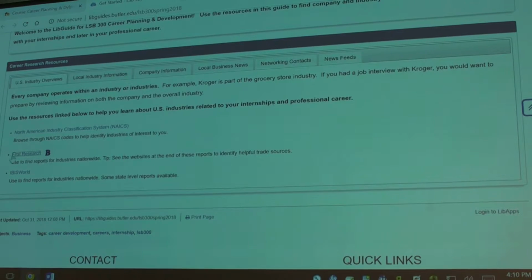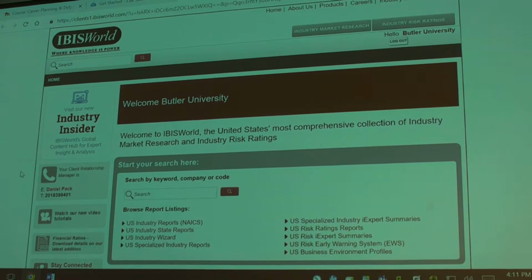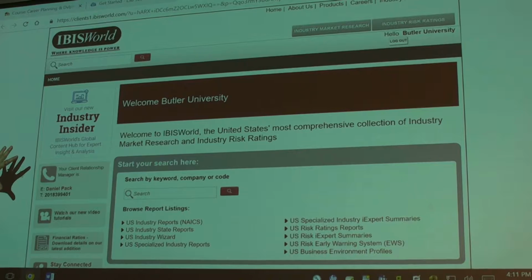It's called IBIS World. It's at the bottom of that first box. Raise your hand if you have already started using IBIS World here at Butler. One, maybe two or three people. Okay. Again, if you're taking other 300 level courses that involve industry research, you really should be looking at this.